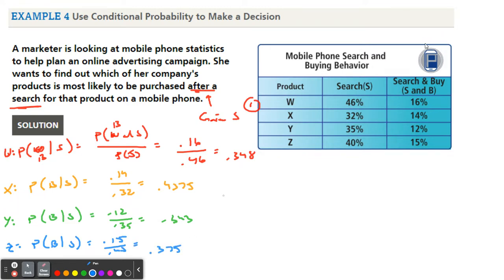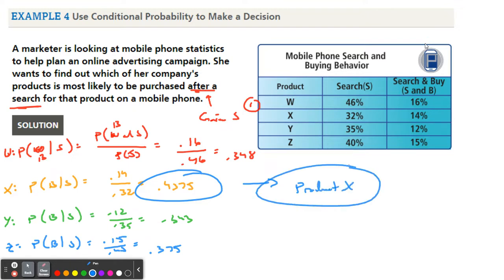Now we look and ask, what is the most likely purchased mobile phone product after they searched? It's the highest probability here, 0.4375. So product X has the highest chance of being purchased after a search.